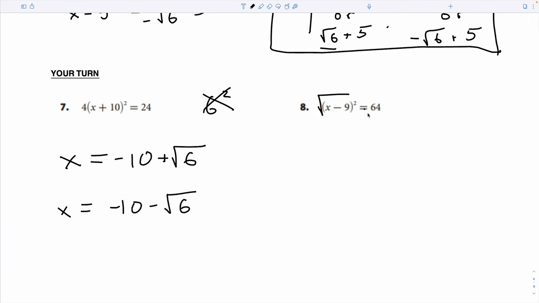For the second one, you should take the square root of both sides first. X minus 9 equals plus or minus 8. And it looks like x can be 17. Or x would be 1.